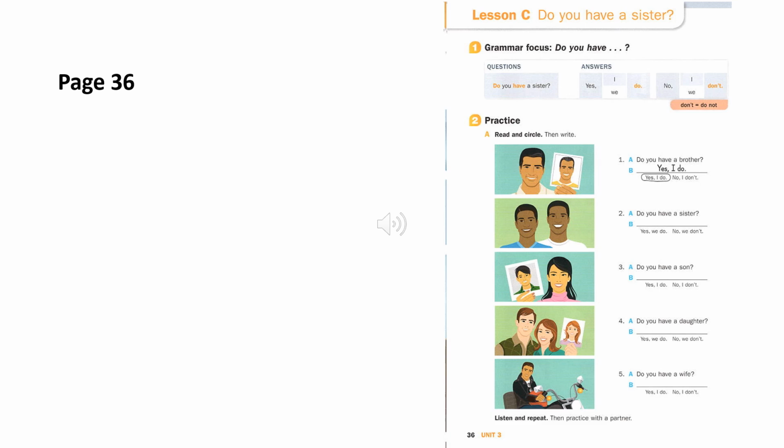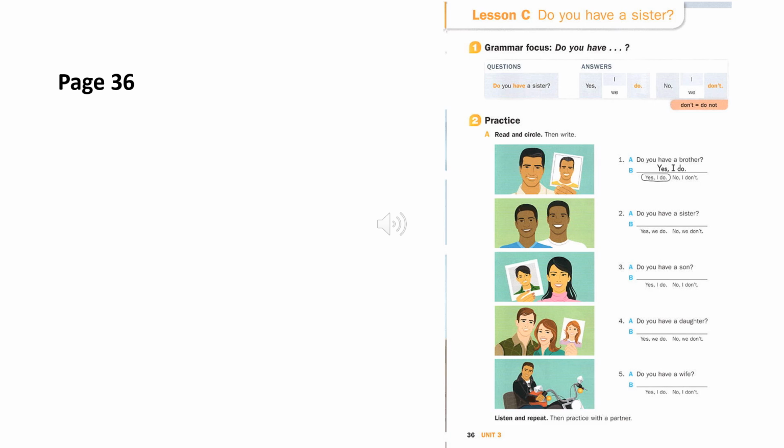Okay, look at part P for the practice. You're going to read the sentence and then write the answer. For instance, for number 1, do you have a brother? And we see there's only one person there holding up a picture, must be a brother. So he says, yes, I do.